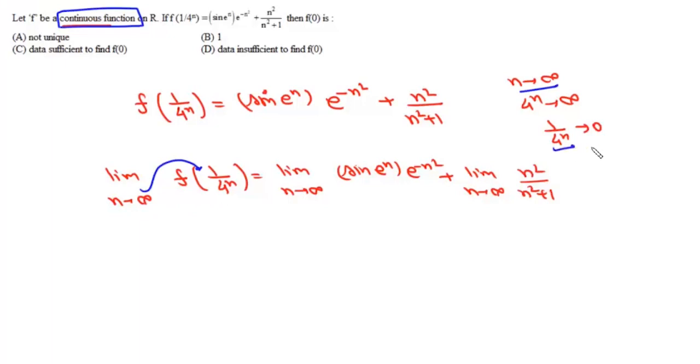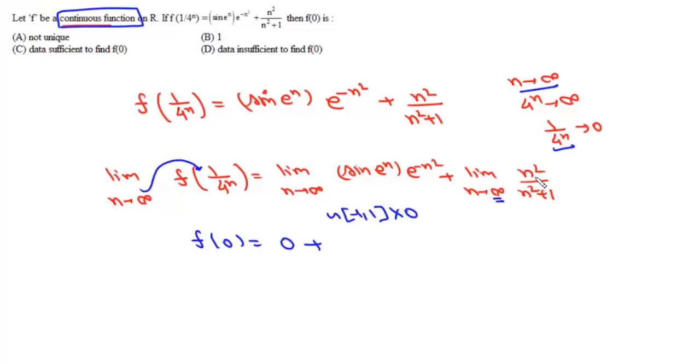Now since f is continuous, we'll take this limit inside, and we know that as n tends to infinity, 1 upon 4 to the power n tends to 0. So this is f(0). Now here in this case, it will be this limit as n tends to infinity. Now sin(e to the power infinity) is sin(infinity), and sin(infinity) is an oscillating value from minus 1 to plus 1, and this is e to the power minus infinity, which is 0. Now 0 into anything finite is 0, plus in this case it is an infinite limit.